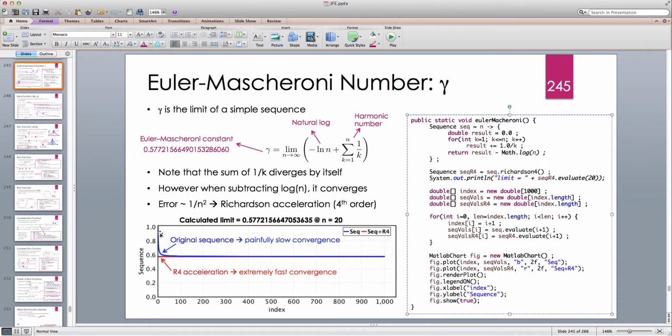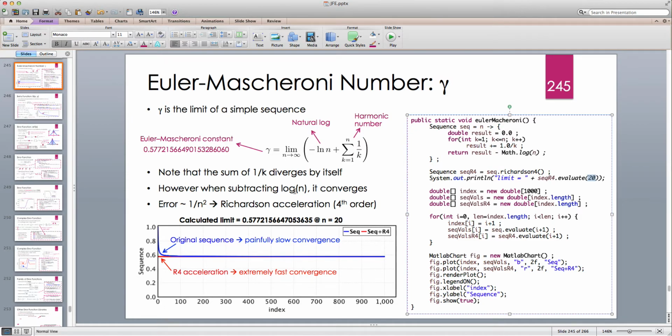Now what you see is that this blue one is the original sequence, and I wasn't kidding when I said it's a painfully slow convergence. So if you want 10 decimal places of accuracy, you have to sum like 200, 300 terms. But when we do a fourth order Richardson, suddenly it becomes extremely fast convergence, even with 20 terms. When I say 20, I mean we have to sum only 20 terms.